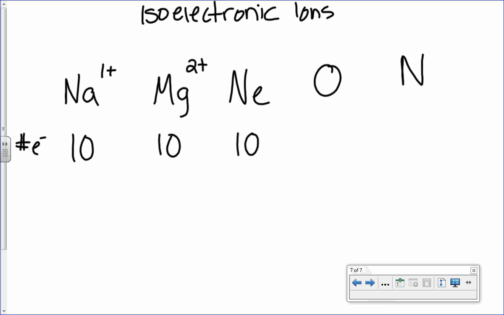Okay, what about oxygen? Oxygen has how many valence electrons? 6. So in order to get to 8, what is it going to do? Gain 4, gain 2. It's going to gain 2. So what will its charge be? Very good. 2 minus, or negative 2. All right, so it started out with 8 electrons. If it gains 2, how many is it going to have?